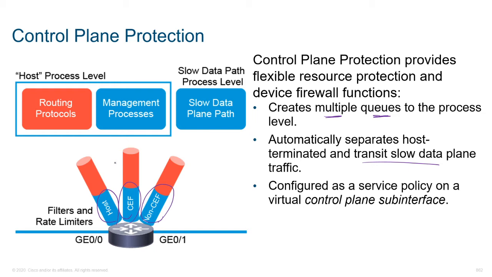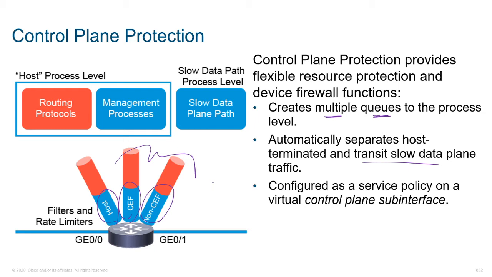So the Cef and the non-Cef, these are classified under our slow data path processing. Transit or non-Cef is any traffic that is software switched by the route processor. So any traffic that's not directly destined toward the router, but that's traversing the device. So thinking about traffic that's going through the device instead of to the device.